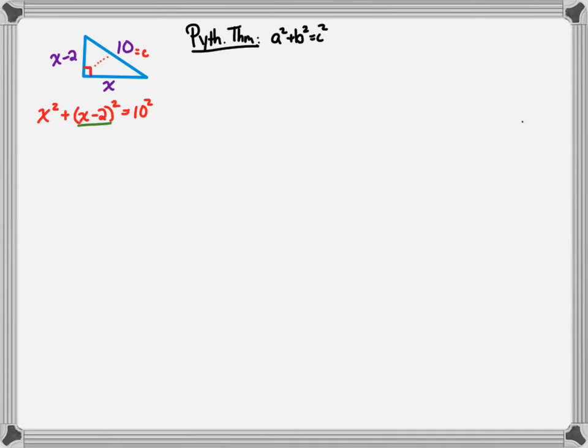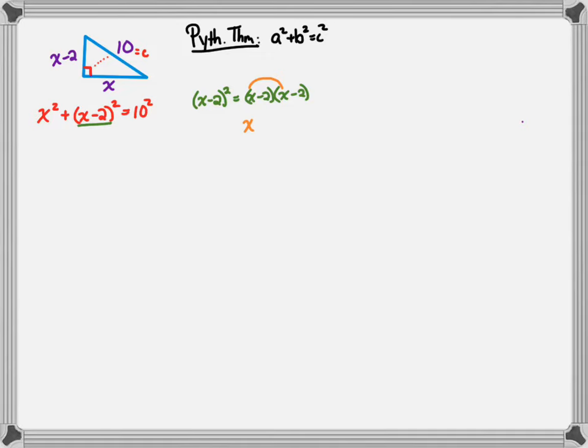So go over to the side and do (x minus 2) squared. And what that means is you have to do x minus 2 times itself. So (x minus 2) times (x minus 2). And you're going to use either FOIL or the distributive property. It's the same thing, okay?